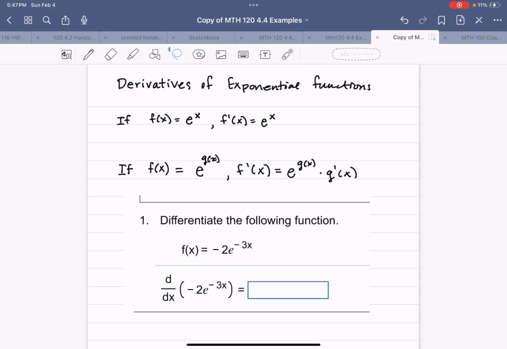Let's talk about derivatives of exponential functions. If you have a function that's e to the x, that is the base of e raised to the x, then f prime of x is equal to e to the x. So the derivative of e to the x is e to the x.